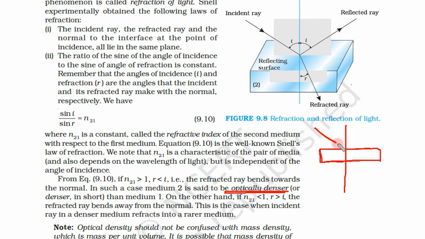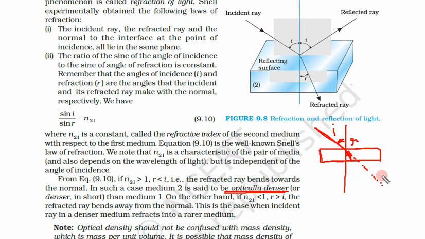Suppose some light is coming at some incident angle i. This was its usual path in which it was going. Since this material is denser, and this is the normal, it will bend toward the normal, and this angle of refraction is less than the angle of incidence. Now if this medium is denser, then again it is coming out in air.